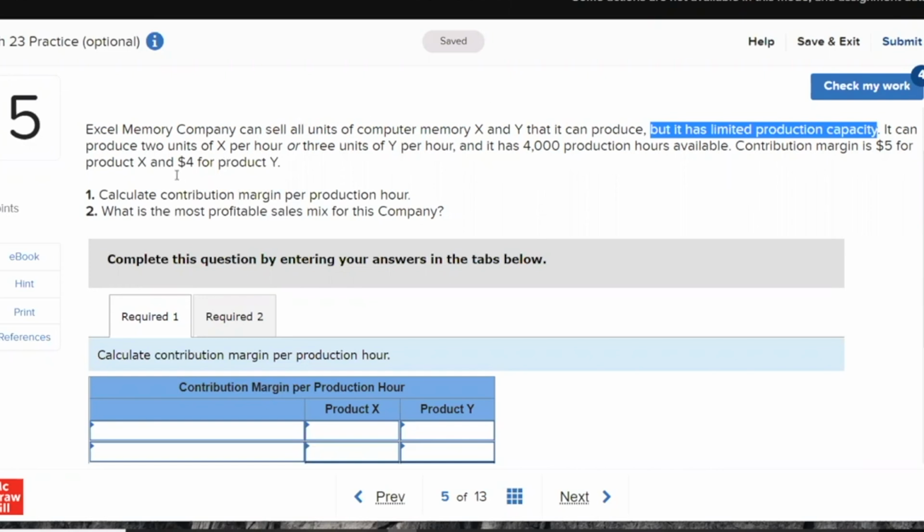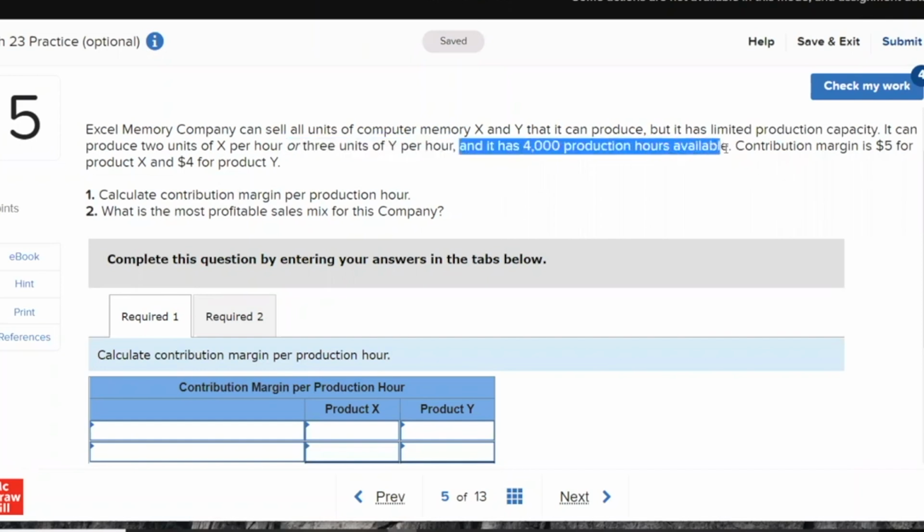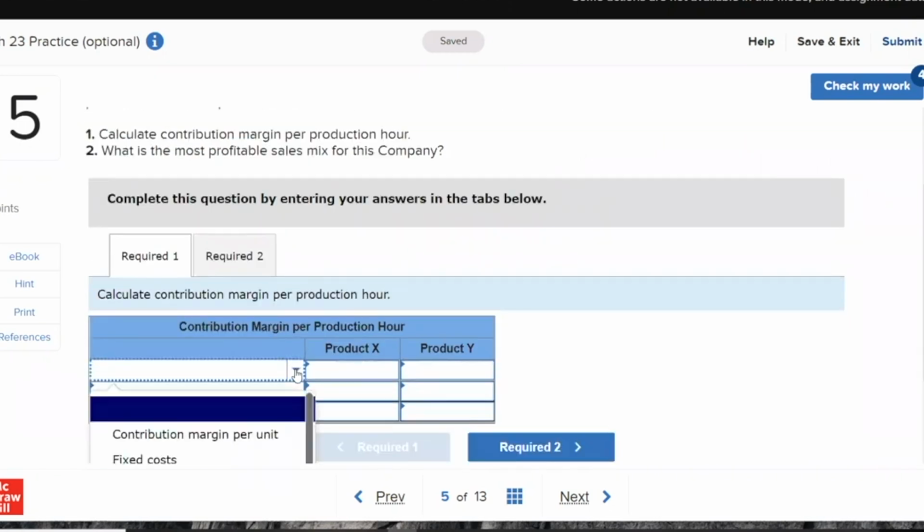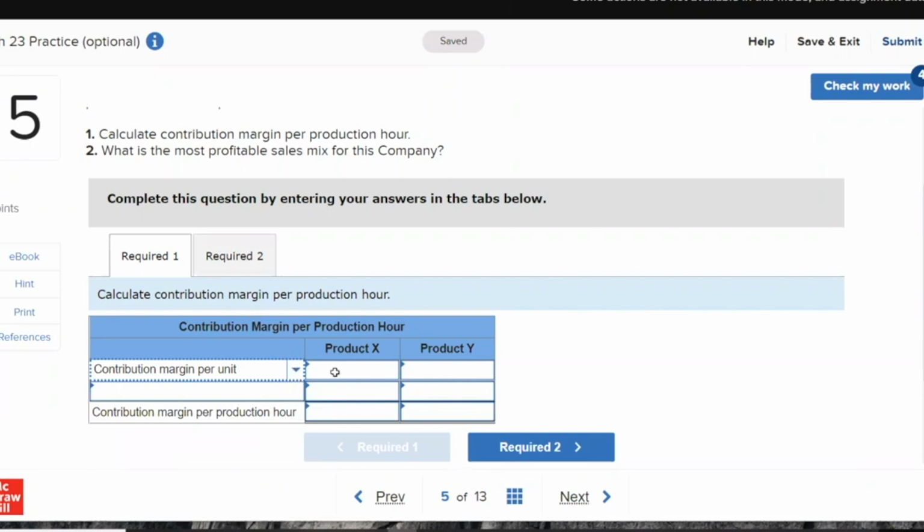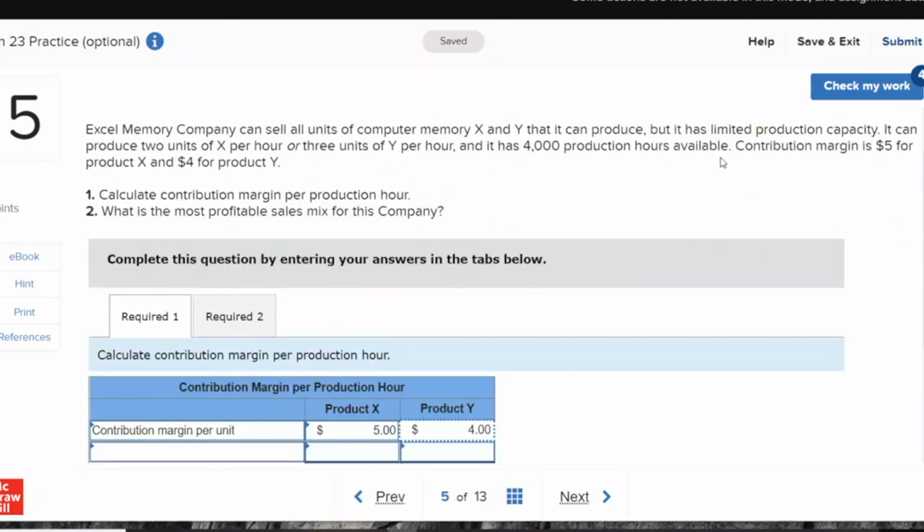We can produce 2 units of X per hour or 3 of Y per hour. Okay, so that's important. We have 4,000 production hours available. Contribution margin is 5 for X and 4 for Y. So what I want to do is put in the contribution margin per unit first. All right, so it looks just on the surface that we make more off of product X, right? Because we get $5 for X, but only 4 for Y.